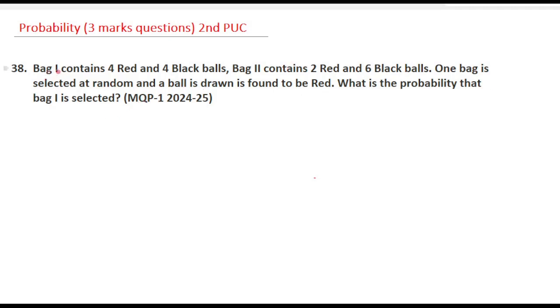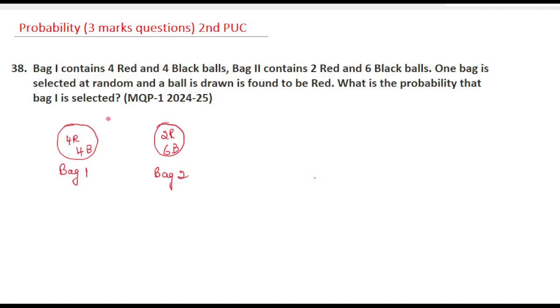So given bag 1 contains 4 red and 4 black balls. We have two bags here. This is bag 1. So bag 1 contains 4 red and 4 black balls. And we have a bag 2 that contains 2 red and 6 black balls. One bag is selected at random and a ball is drawn, and that ball is found to be red.